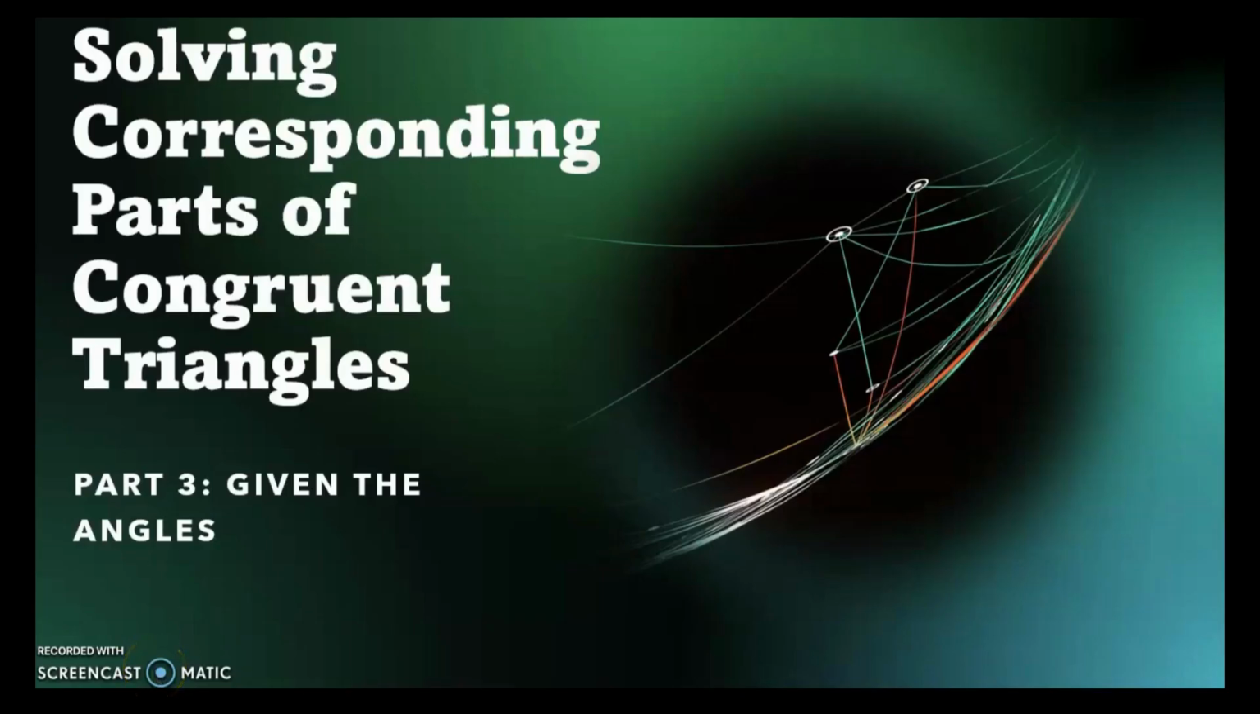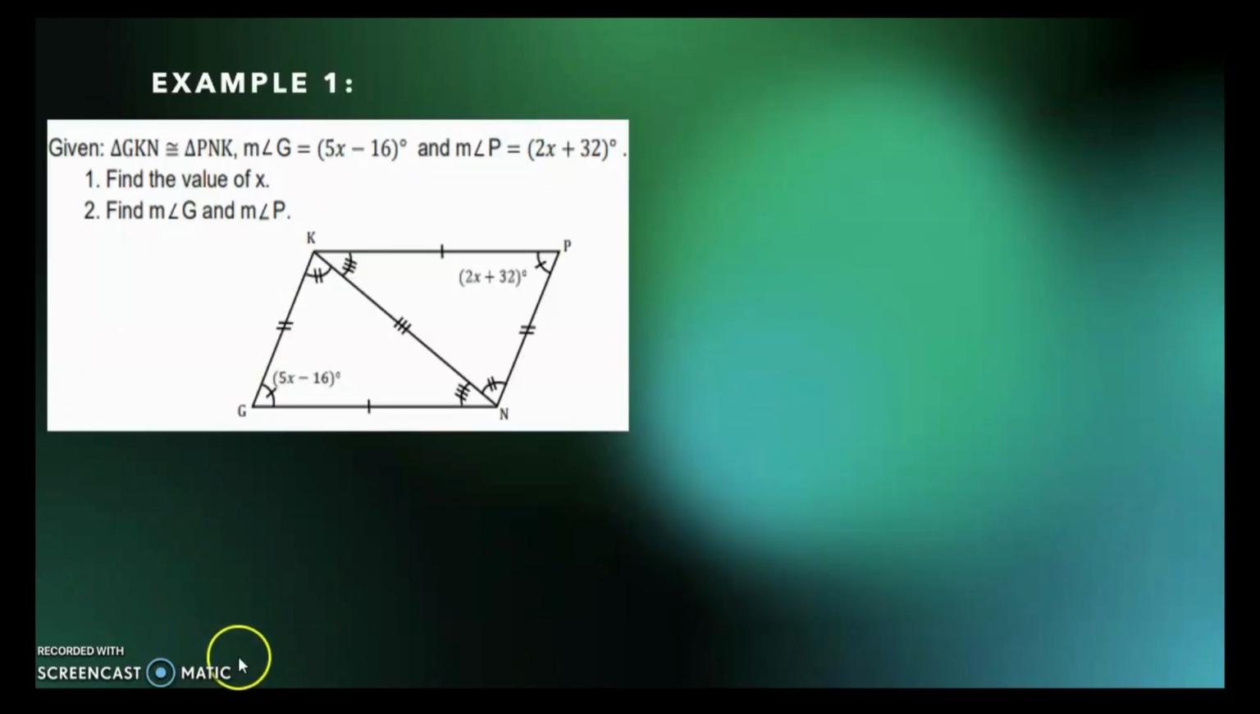Solving corresponding parts of congruent triangles, part 3, given the angles. So, example number 1. We have triangle GKN congruent to triangle PNK. The measure of angle G is equal to the quantity of 5x minus 16 degrees and the measure of angle P is equal to the quantity of 2x plus 32 degrees.